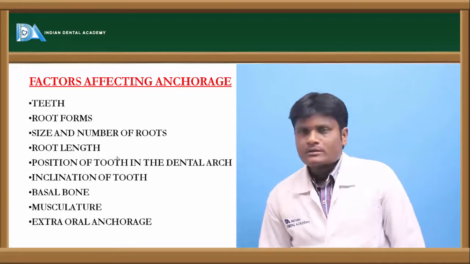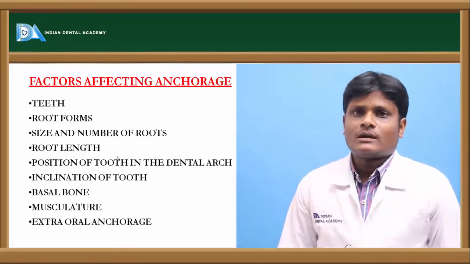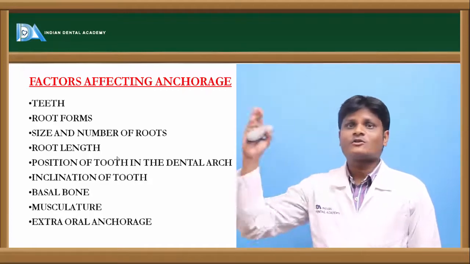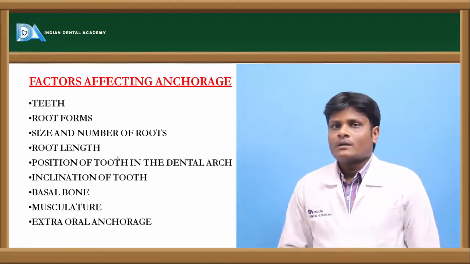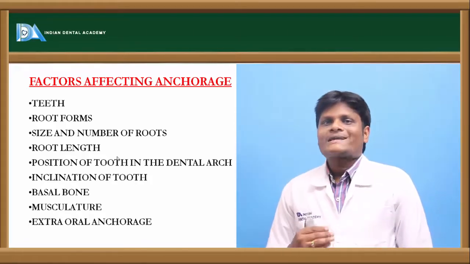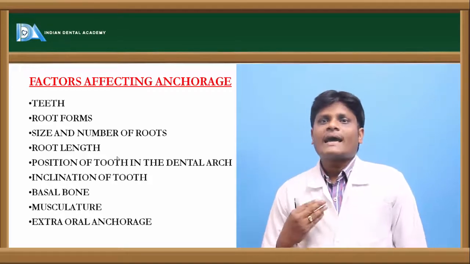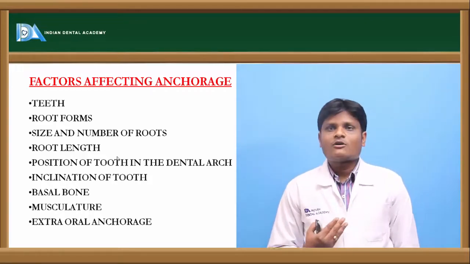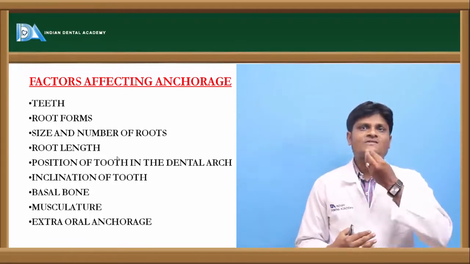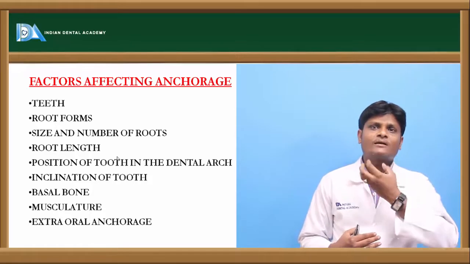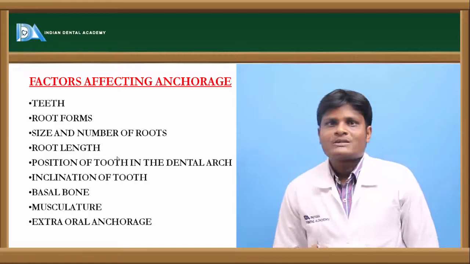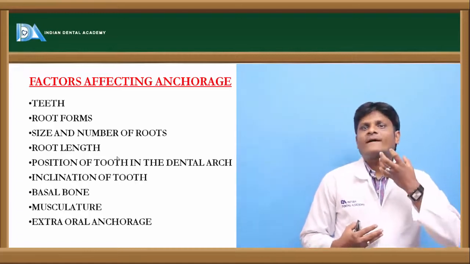Even the teeth that are ankylosed are strongly resistant to movement, similar to as you see in case of absolute anchorage. Even the musculature, the more active the muscle, the more will be the anchorage potential. For example, in case of hyperactive mentalis muscle, it provides much anchorage. That means the muscle force is transmitted via some appliance like the bumper to the teeth in order to move the tooth. Similarly, basal bone, the more cortical nature of the basal bone provides more anchorage.